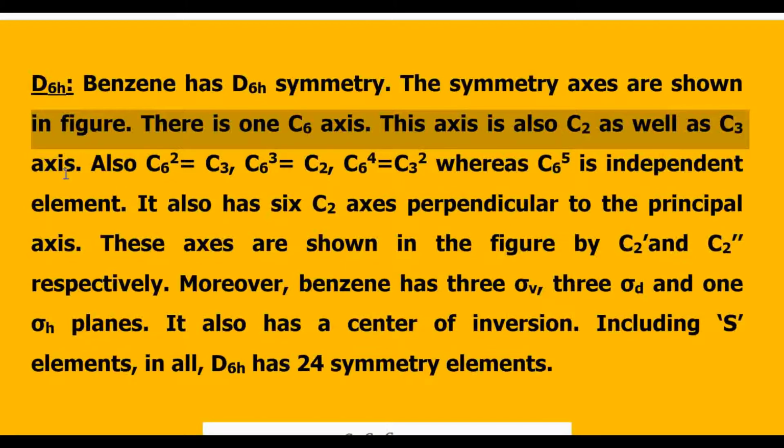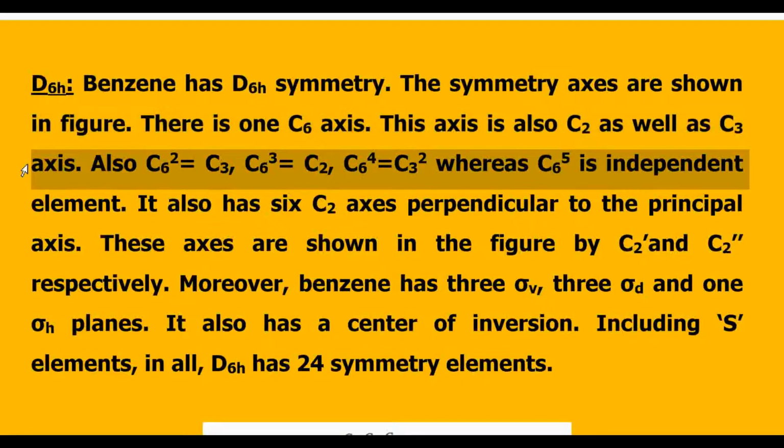Now you see C6 squared, that is 120 degrees, is equal to C3. C6 cubed is equal to 180 degrees, that is equal to C2. And C6 raised to 4 is equal to 240 degrees, so that is equal to C3 squared. C6 raised to 5 is independent. It has no relation with either C3 or C2 or any other rotational axis.